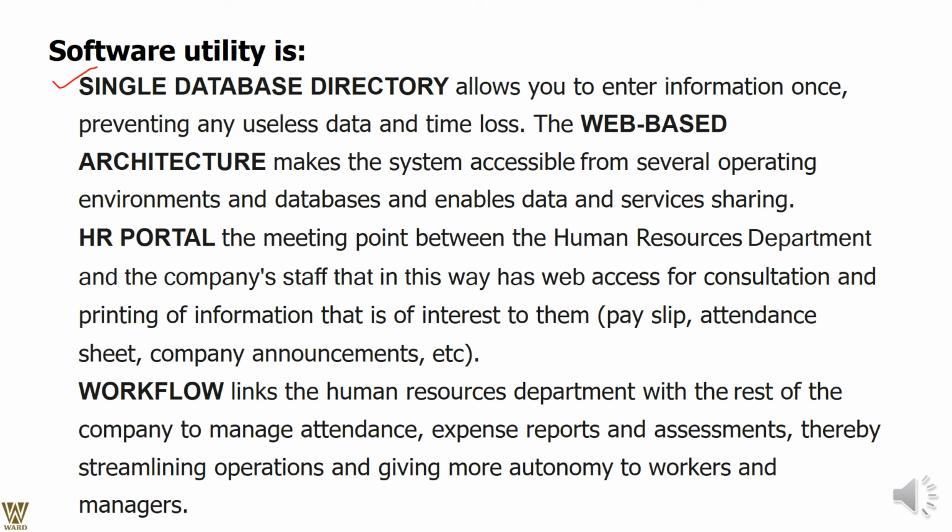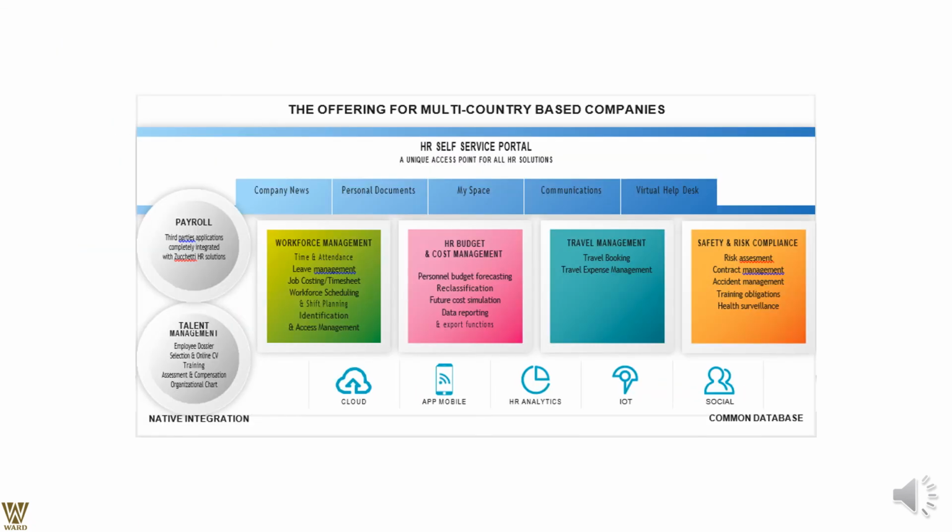So software utility, just for your sake, it is a single database directory. Number one, it can be a web-based architecture. Number two, we can have an HR portal where the human resources are not only able to print their salary, probably view the salary slip, probably they can apply for leave, they can apply for grievances, they can sort out certain applications. Let's say they are looking for a salary advance and so on and so forth. So everything can be integrated in a software which is there in the workflow, which gives the rest of the company an expense report assessment. It becomes more transparent. And this is how multi-country companies are following it.